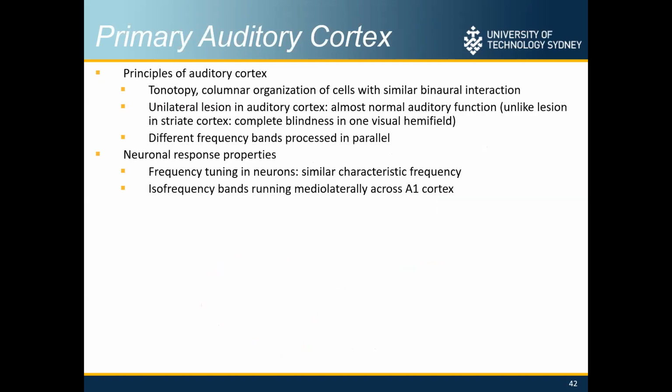Studies in the auditory cortex have confirmed the following properties of the auditory cortex. Firstly, you have the tonotopic maps, which were determined with the preservation of the frequency maps from the basilar membrane into the auditory areas. Furthermore, the neuronal organization was shown to be columnar with binaural interaction, which means that both sides of the auditory cortex receive input from both sides of the ear. This leads to the confirmation that a unilateral lesion in the auditory cortex can lead to almost normal function. Lastly, it has been shown that different frequency bands can be processed in parallel as well.